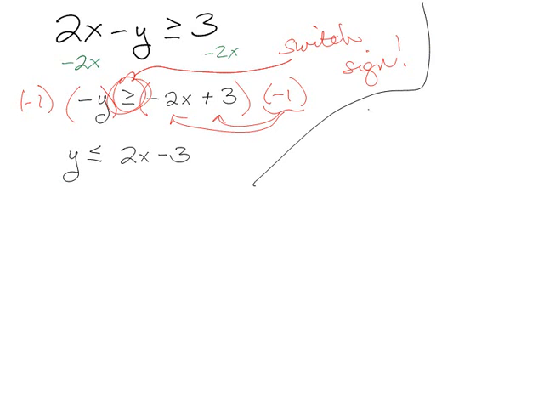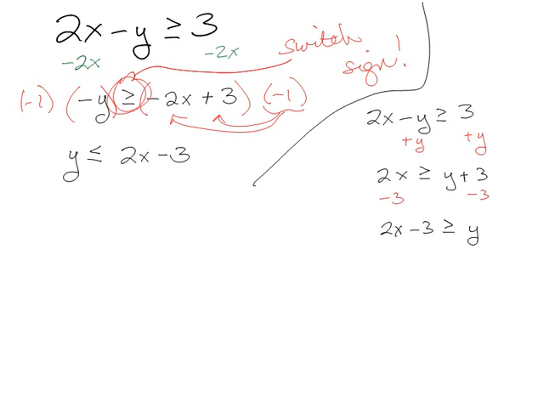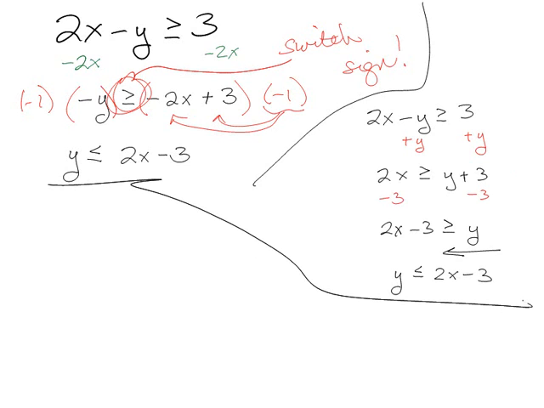Now if that's bothering you, think about this again. What if instead of subtracting the 2x from both sides, I decided to add y to both sides? Then I would have 2x is greater than or equal to y plus 3. Then I'd subtract 3 from both sides, and I'd have 2x minus 3 is greater than or equal to y. Or if I read it backwards, y is less than or equal to 2x minus 3, which is exactly what I got here.